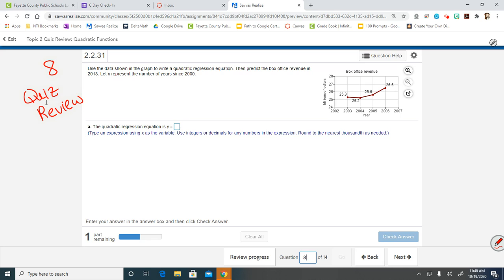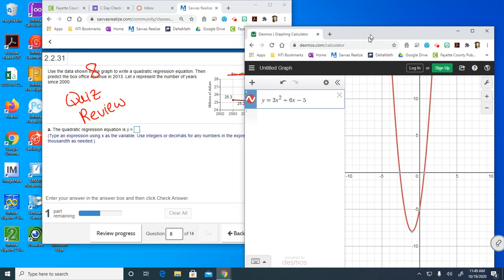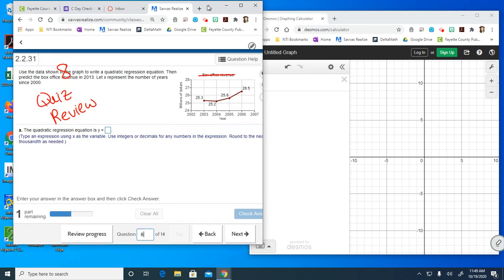So when it says quadratic regression, it means that it wants you to take all these points and treat them as a scatter plot, and then make a line or curve of best fit equation that will form through those. To do that, we need to use Desmos. So let me get a side-by-side view here.